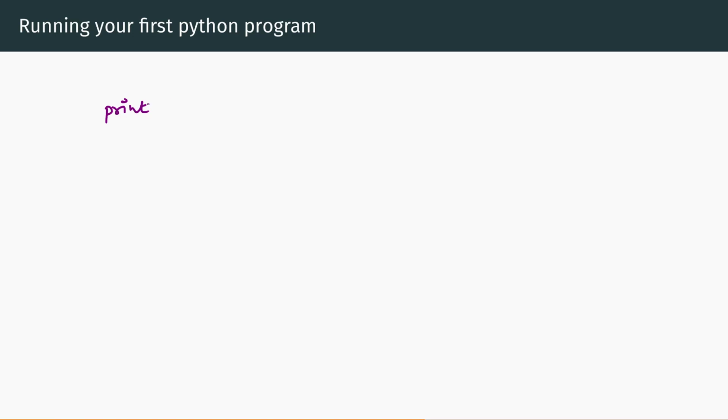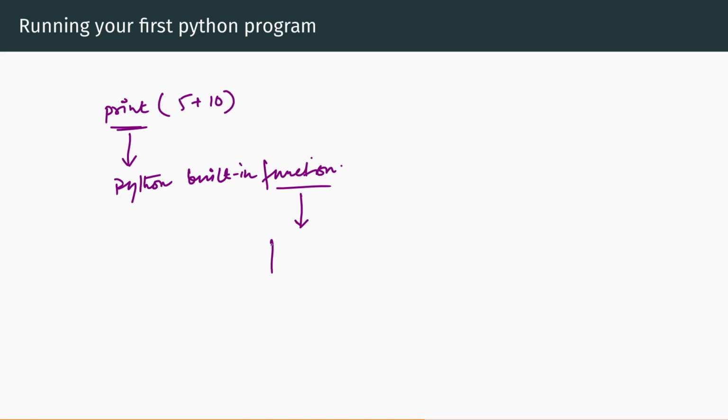We typed in print, then parentheses, and then 5 plus 10. Now this print is a Python built-in function. A function is nothing but a block of code with a name on it. That's all a function is. This is a block of code which is called print. And this function is built in, which is to say it has been provided to you by Python. It's built in the Python system.